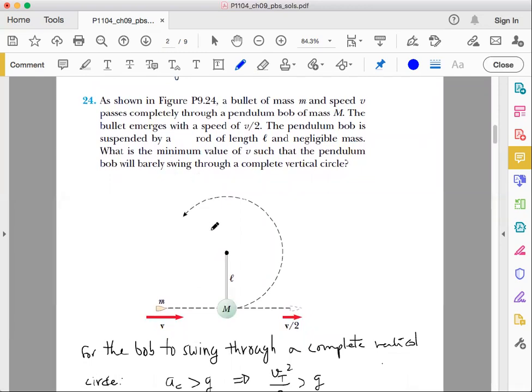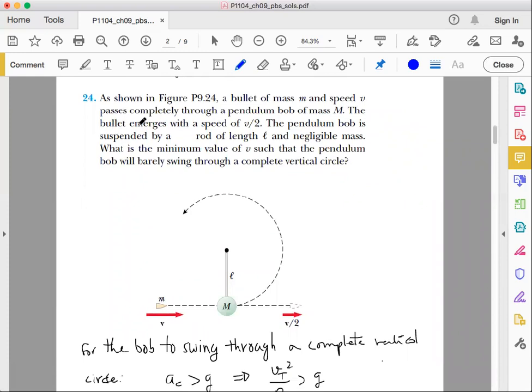As shown in the figure below, a bullet of mass m and speed v passes completely through a pendulum bob of mass capital M. The bullet emerges with a speed of v divided by 2. So it comes with a speed v and then emerges with half of its initial speed. The pendulum bob is suspended by a rod of length L and negligible mass. What is the minimum value of v such that the pendulum bob will barely swing through a complete vertical circle?